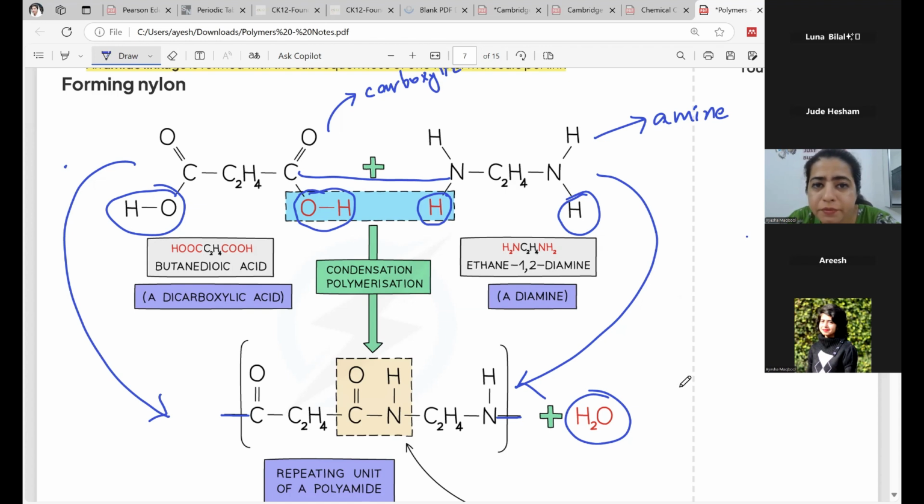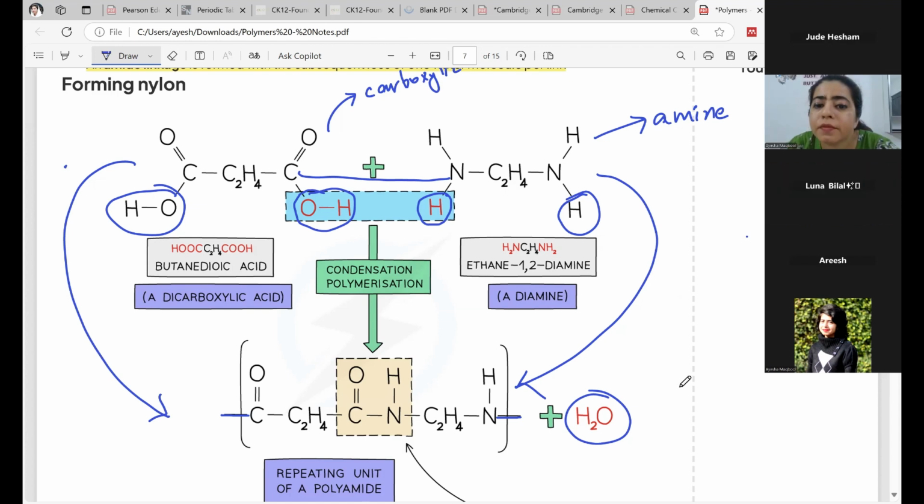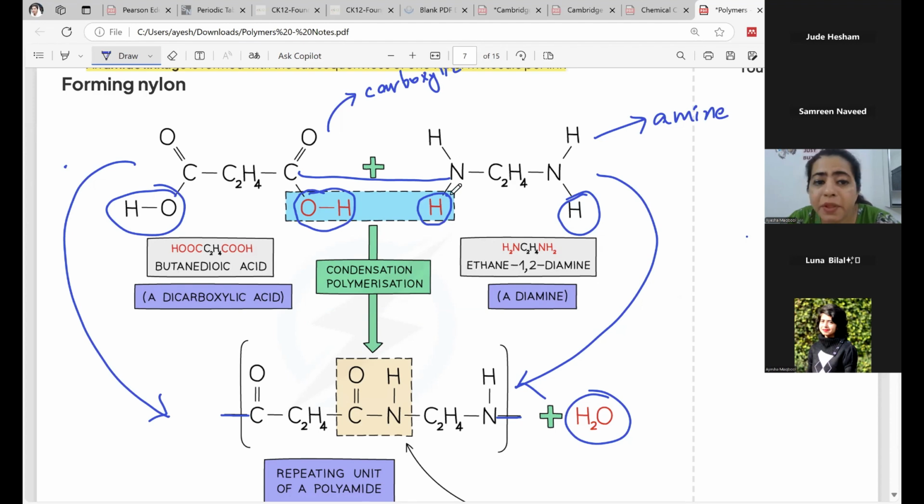So, miss, it's always water. There is no other possibility. There is more possibility as well. Okay. If we don't have NH2 over here, we have something else. It can have other possibility, other removal as well. It can be HCl removed. It can be NaOH removed. But for your syllabus, we are limited to water for now.